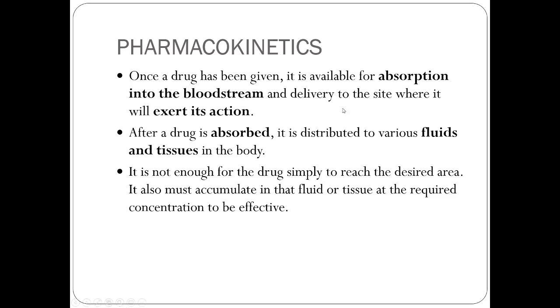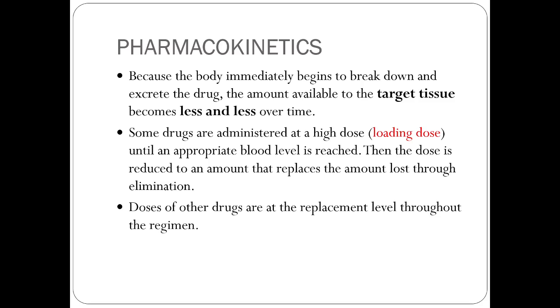So once it's been given, it's available for absorption into the bloodstream, and then it needs to go to the site where it will exert its action. After a drug is absorbed, it's distributed to various fluids and tissues in the body. It's not enough for the drug to simply reach the desired area. It has to accumulate to the right concentration in order to be effective. So that's why we need to take it to that dose that is effective. Because the body immediately begins to break down and excrete the drug, the amount available to the target tissue is going to become less and less over time.